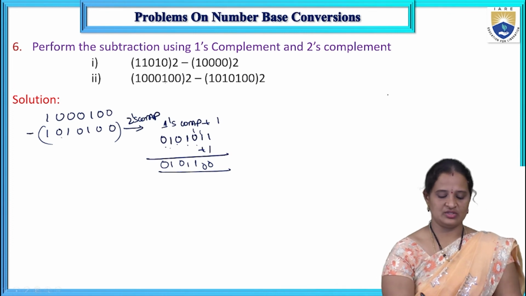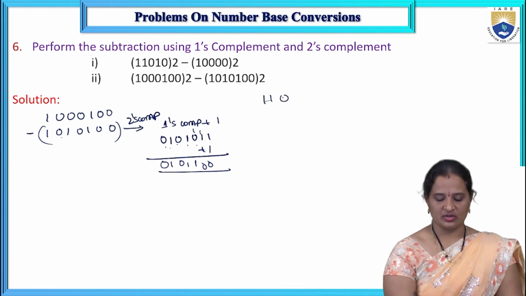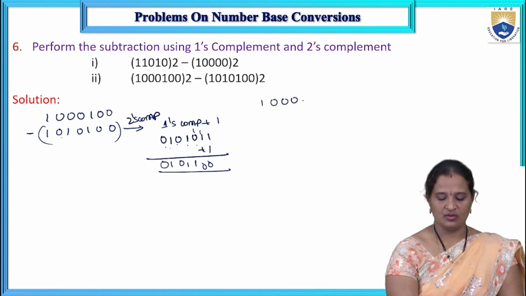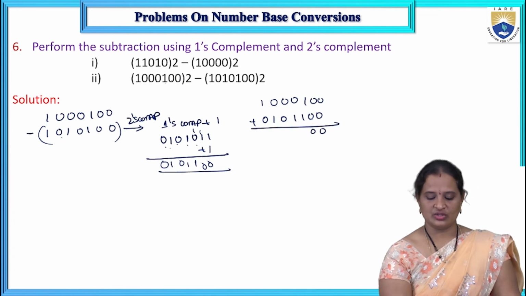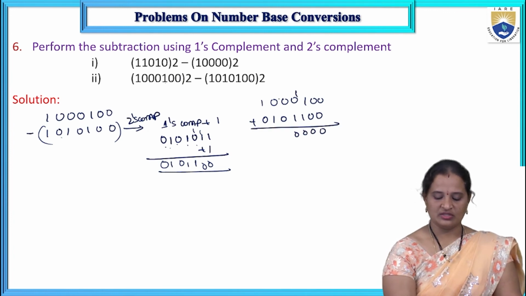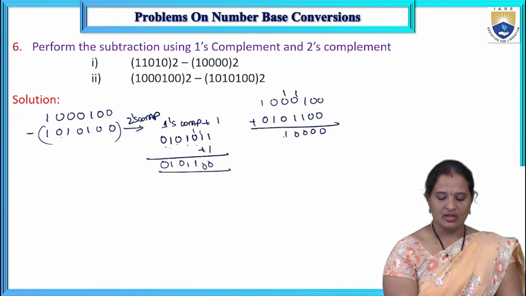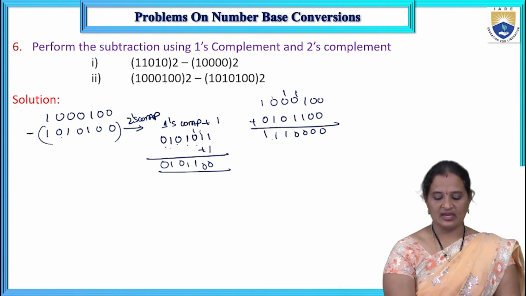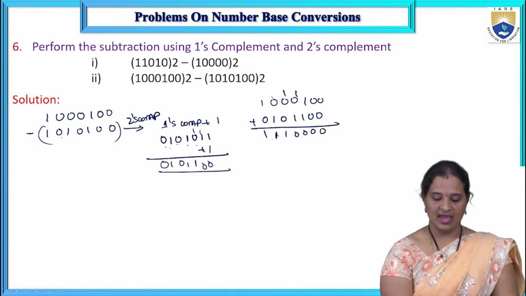Now I am adding these. 1 0 0 0 1 0 0, plus the 2's complement of the negative number, 0 1 0 1 1 0 0. So now add all these. 0 0 0 with a carry 1, 0 with a carry 1, 1 and then 1 1. So this is the answer. We didn't get any carry. If I am not getting any carry, then the result is considered to be the answer.